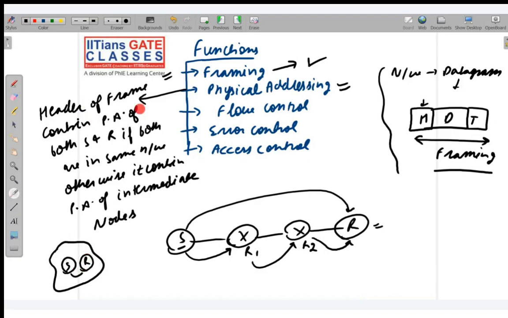So the header of the frame contains the physical address of both sender and receiver if both are in the same network. If both are in the same network, no problem at all. But if both are in different networks, otherwise it contains the physical address of intermediate nodes. I hope you have got the point. That was the basic idea of physical addressing. Next is flow control. If anybody is having any doubt, please let me know, otherwise I will start the next functionality.